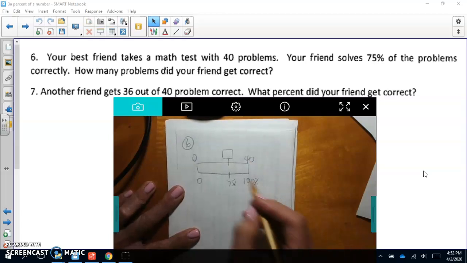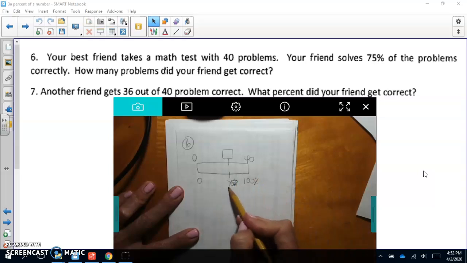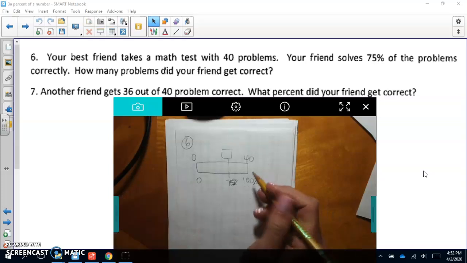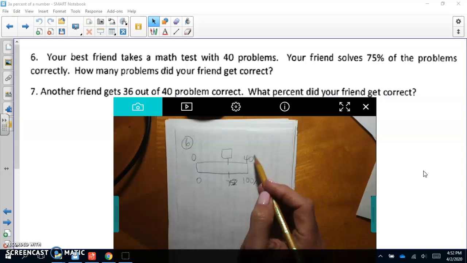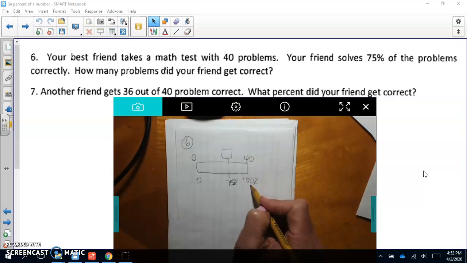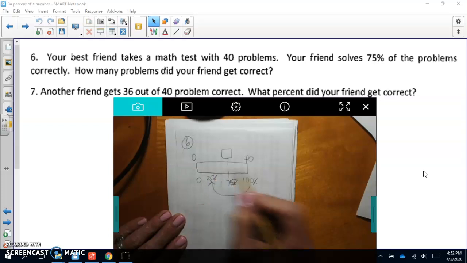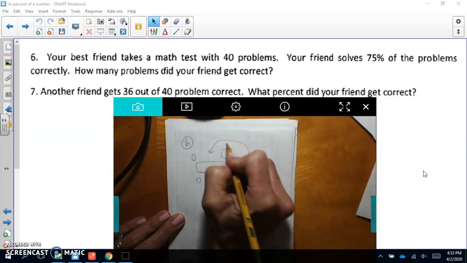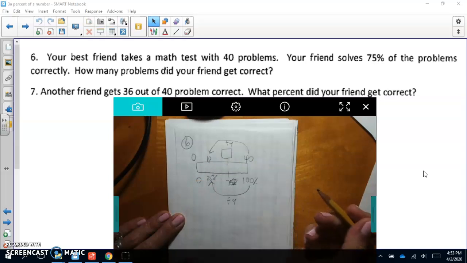So what we're going to do is think about a greatest common factor of 75 and 100, and they both divide by 25. Let's go from what we know to what we don't know. So if we try to get to 25%, then we have to divide by 4. So 40 divided by 4 is 10. So 25% is 10 problems.